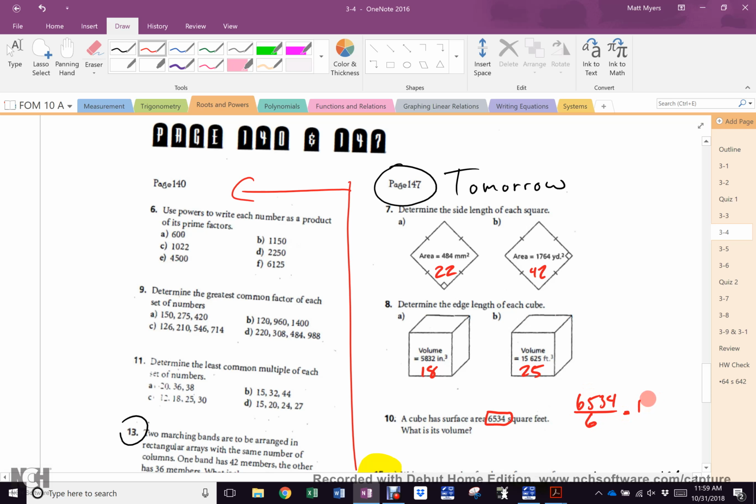He waited patiently for everybody to get out their calculator and do it now because they didn't do it for homework. 1,089. Then what did they do? You square root that to get what? 33. Now what's the volume? If that's one side, what do I do with one side to find a volume? Cube it. So it was 33 cubed, which is whatever that is. It's a giant number.